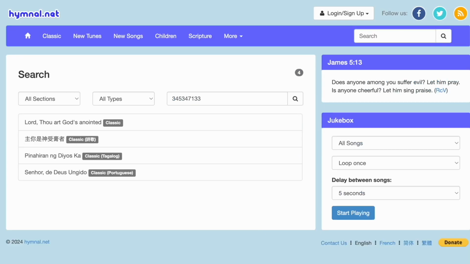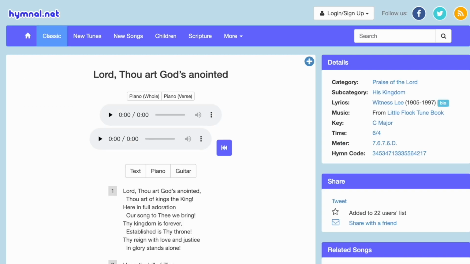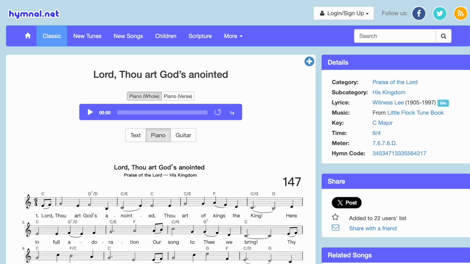Okay, and after this, it will show us here. Yes, we have this hymn in all the languages, but they're the same hymn. So I found it. Okay, it's Lord, thou art God's anointed. And we click and we can find this hymn. So it's very easy. Here we have the hymn code.